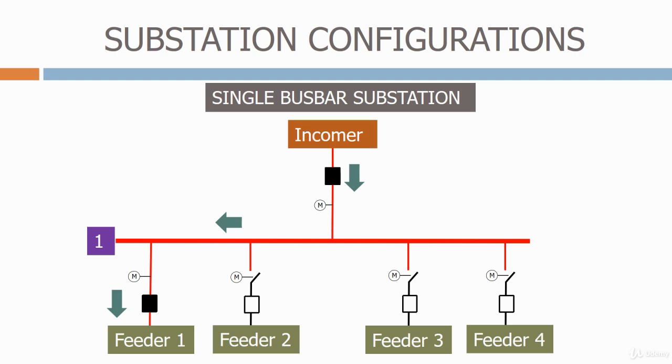The main issue with this type of configuration is that if the main incomer supply is lost, or a fault occurs on the common busbars, or it needs to be maintained, all feeders will lose their supplies.